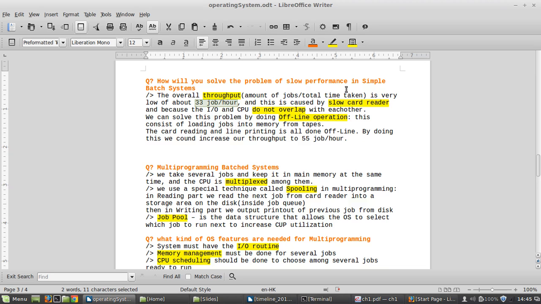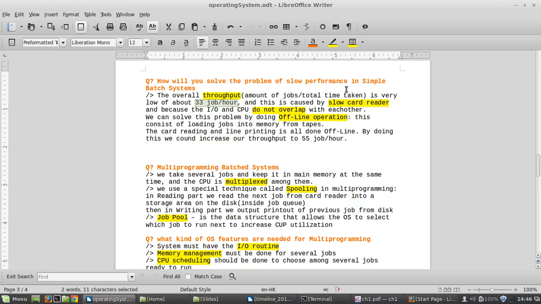And this problem of slow performance exists in the very first version of operating system, that is the simple batch system. And how can we solve the problem? We can solve the problem by doing offline operation. This offline operation consists of loading jobs into memory from tapes, and the card reader and the line printing are all done offline. This means the card reading and line printing job is performed under the hood, so it's done offline.